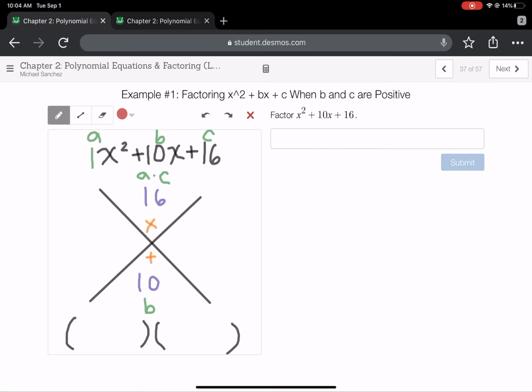Then I need to think of a different multiplication. Let's say 8 times 2. 8 times 2 gives me 16, and 8 plus 2 is 10. So these are exactly the factors that we're looking for.